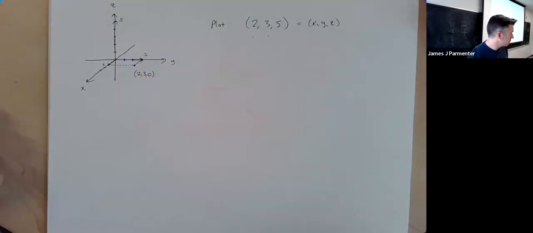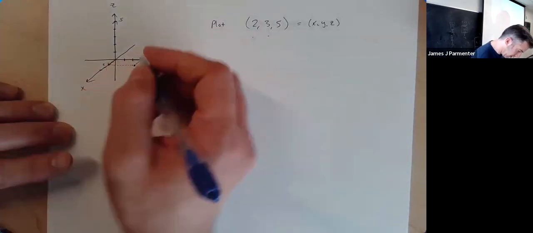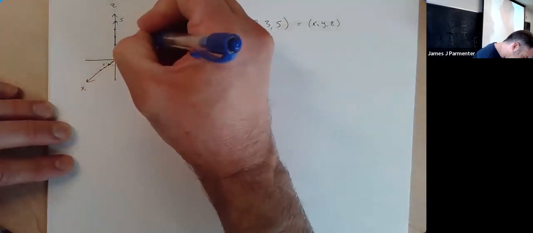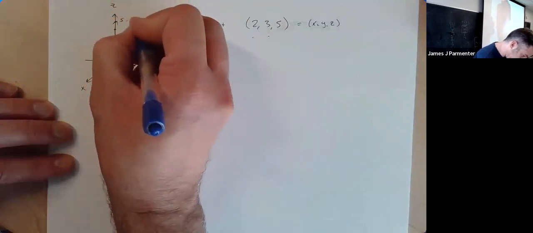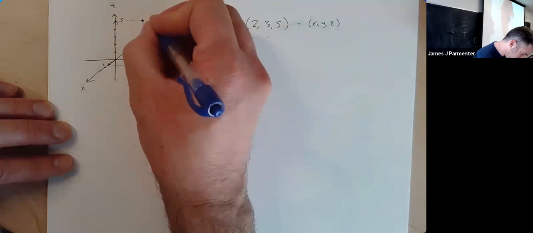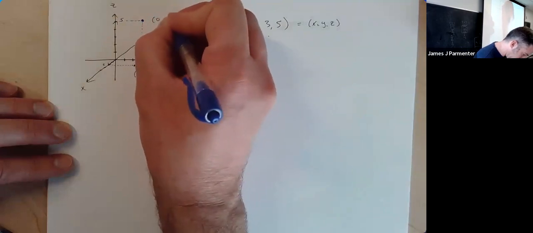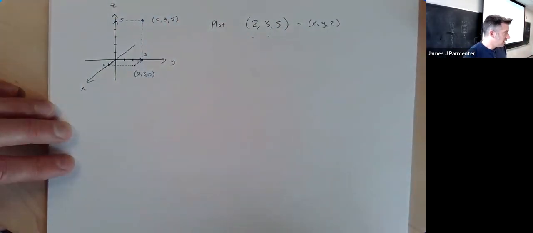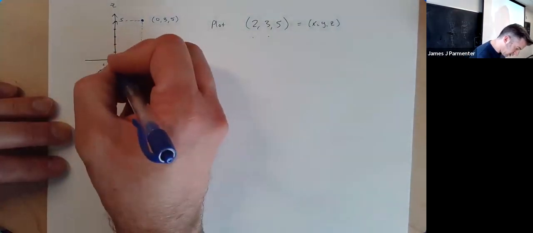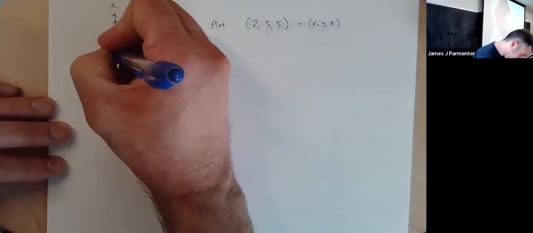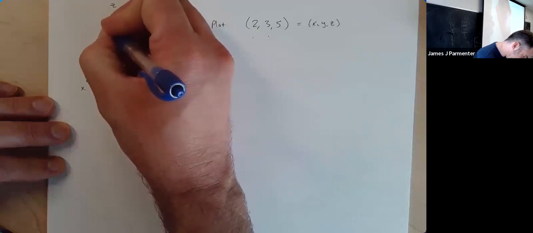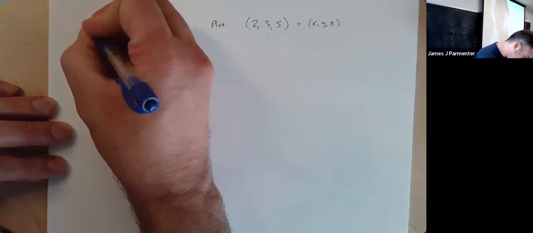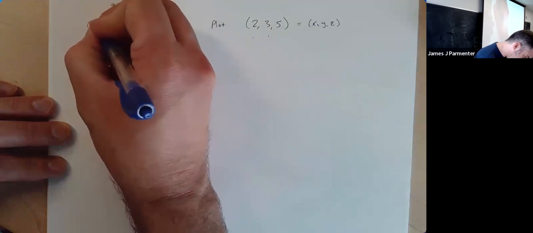in the z direction. Or I could go 3 in the y direction and 5 in the z direction. Or 5 in the z direction and 3 in the y direction. Here's the point 0, 3, 5. Or I could go 2 in the x and then 5 in the z. Or 5 in the z and then 2 in the x. So that's the point 2, 0, 5.